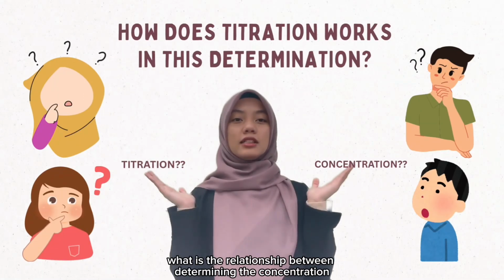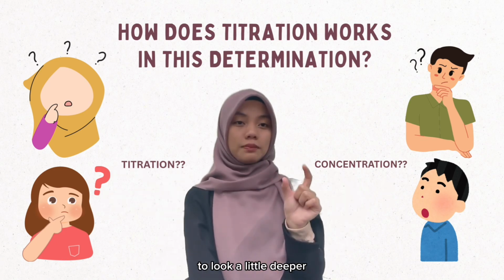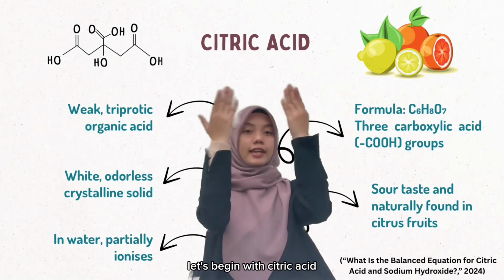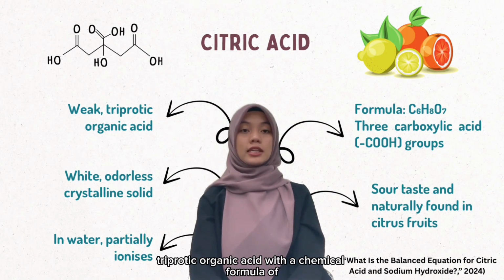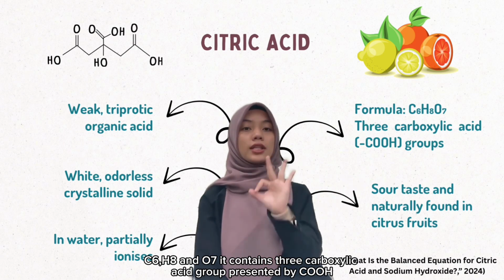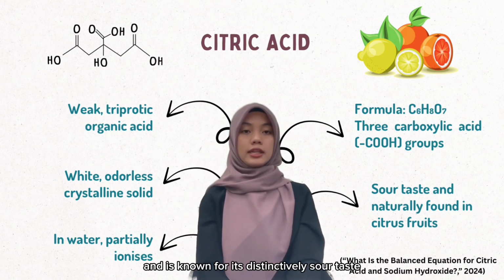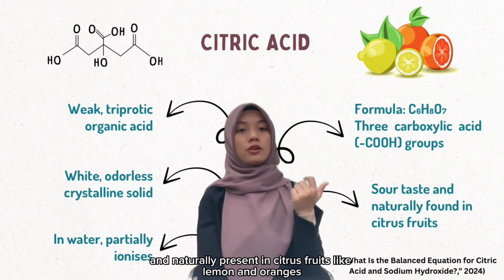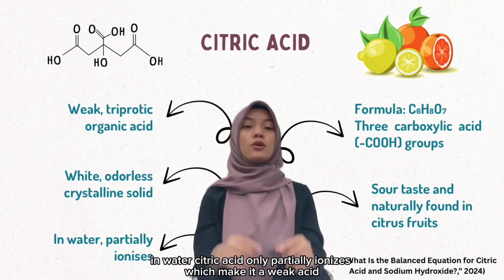Alright, so what is the relationship between determining the concentration and titration? We are going to look a little deeper as to what titration method is being used in this experiment. Let's begin with citric acid. Citric acid is a weak tribasic organic acid with a chemical formula of C6H8O7. It contains 3 carboxylic acid groups represented by COOH. Physically, it appears as a white and odorless crystalline solid and is known for its sour taste and is naturally present in citrus fruits like lemon and oranges. In water, citric acid only partially ionizes, which makes it a weak acid.